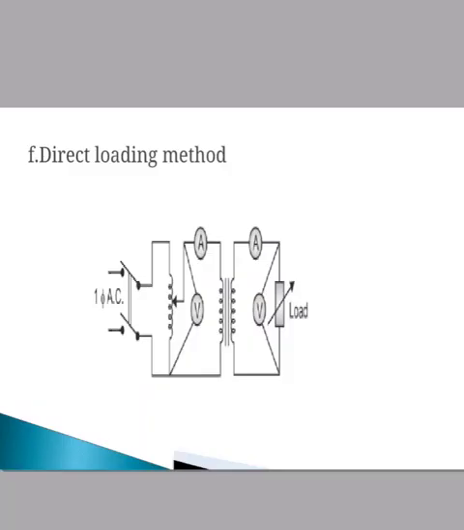The next method is the direct loading method. This method is suitable in case of small transformers. It will be possible to load a small transformer up to full load and the heating effect can be determined.